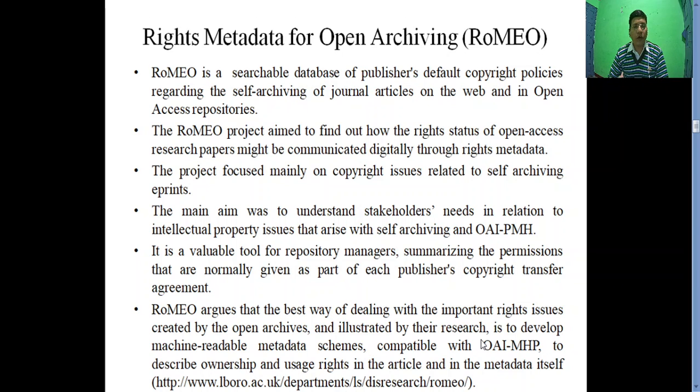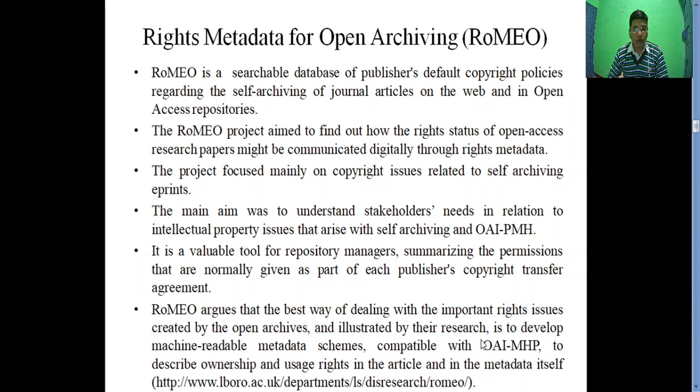The project focused mainly on copyright issues related to self-archiving preprints. The main aim was to understand stakeholders' needs in relation to intellectual property issues that arise with self-archiving and the Open Archives Initiative Protocol for Metadata Harvesting. What is OAI-PMH? I will discuss later.